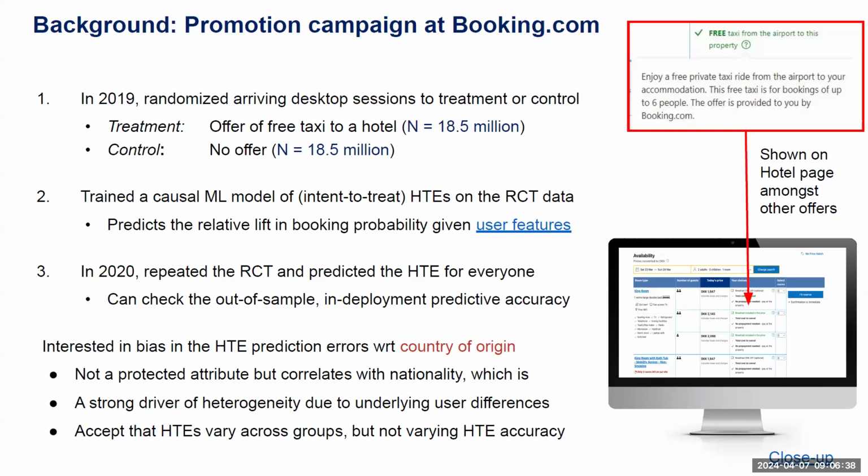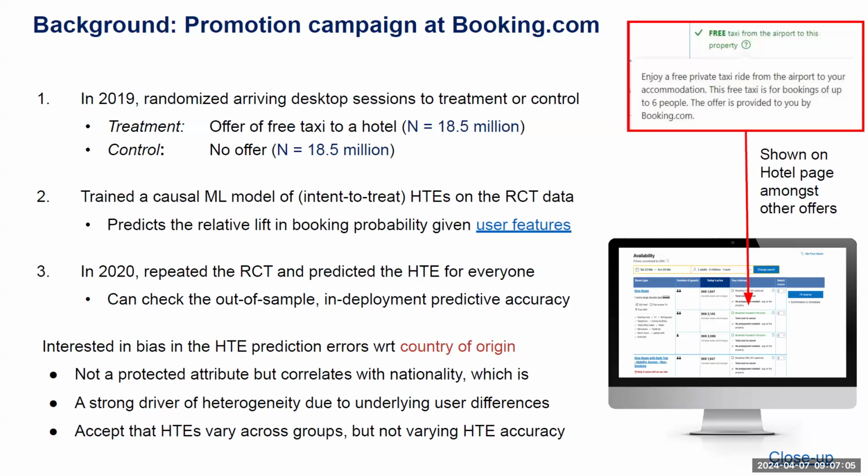Some features we have about the user, about who they are, what country of origin they belong to, and how long they've been on the platform, behavioral characteristics. And then in 2020, they repeated the same experiment, but for new users, of course, but also then used the model to predict heterogeneous treatment effects. And they do that because then you can check out of sample, in deployment, the predictive accuracy of this model.